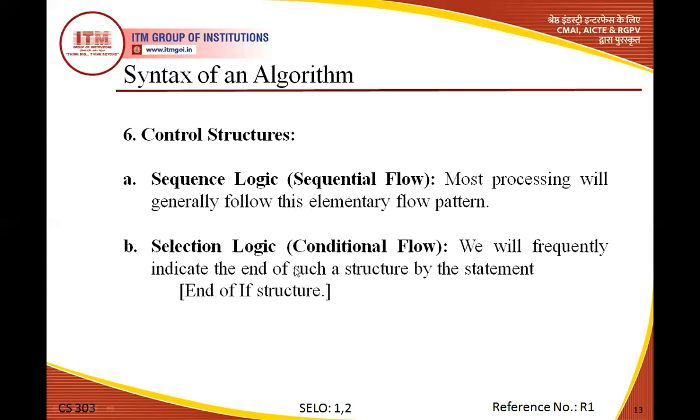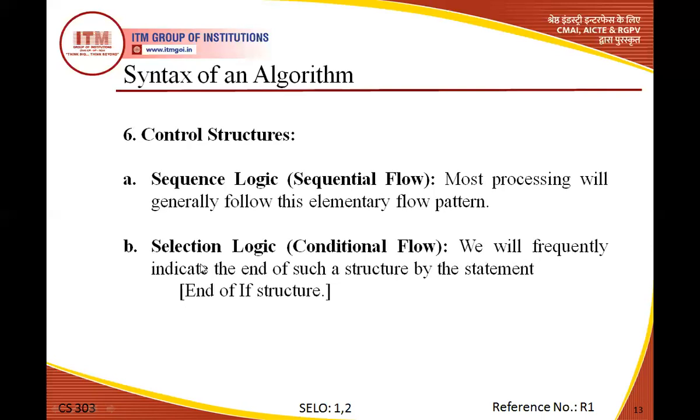And selection logic, wherever you want to use a condition. So, addition of two values, but there is a condition: the second value should not be 0. So this is a condition. How can you apply a condition in the algorithm? How can you use it? What is the syntax for that?